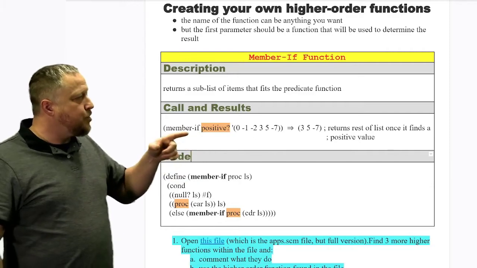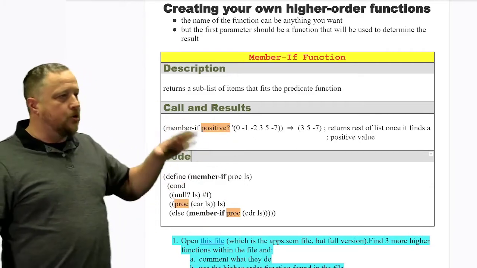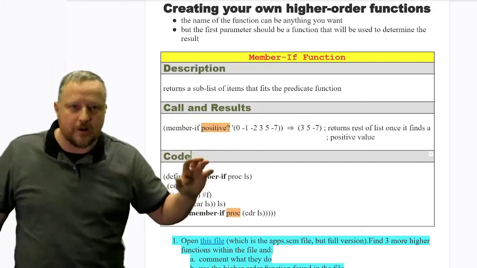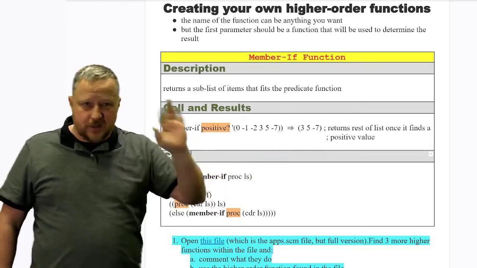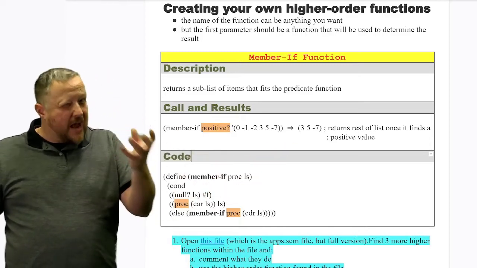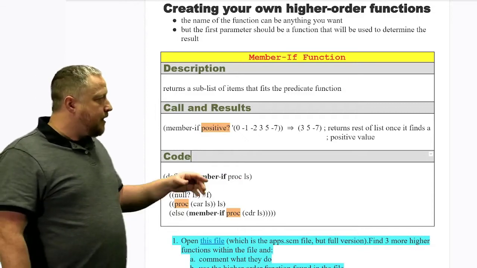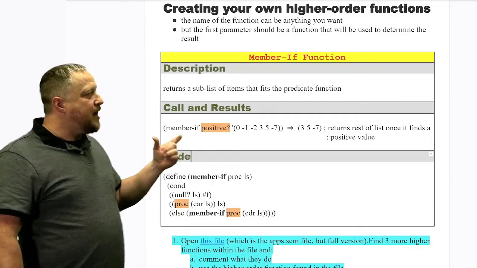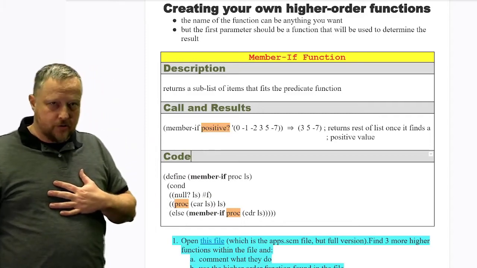I'm checking to see if there's any positive values in the list. And as long as there's a positive value, I return the first instance of the item in the list and then just the rest of it because it's done. And as long as I have something greater than 0 in the length of the list, I'm good to go. Anyway, member if is what I am personally creating as the higher order function.